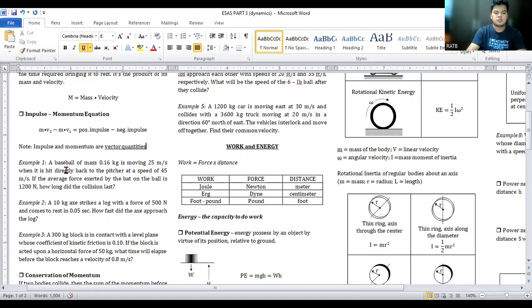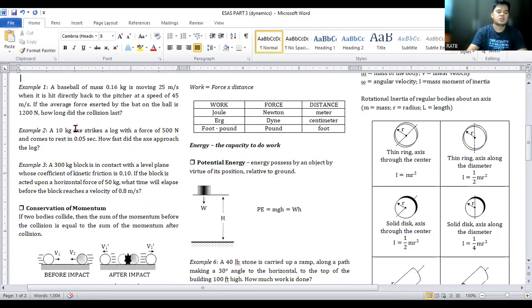For example number one, you have a baseball of mass 0.16 kilograms moving at 25 meters per second, when it is hit directly back to the pitcher at a speed of 45 meters per second. If the average force exerted by the bat on the ball is 1,200 Newtons, we are asked to calculate how long the collision lasted. Meaning to say, we are asked for the time.